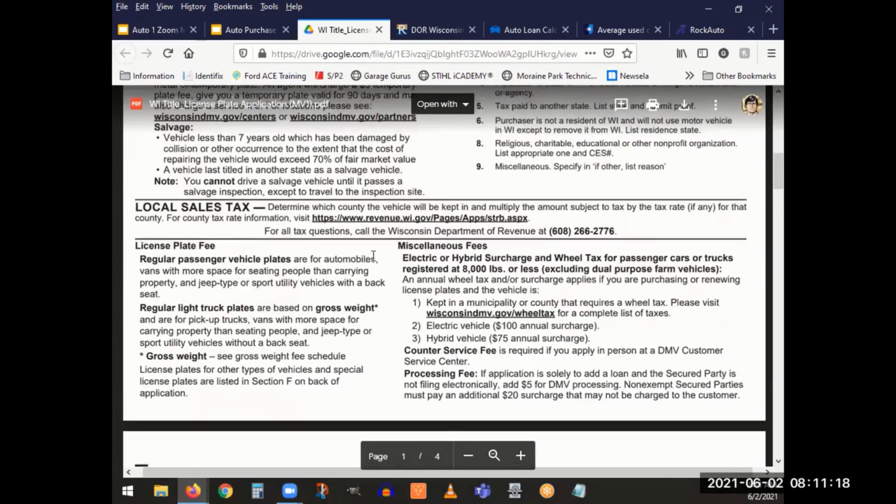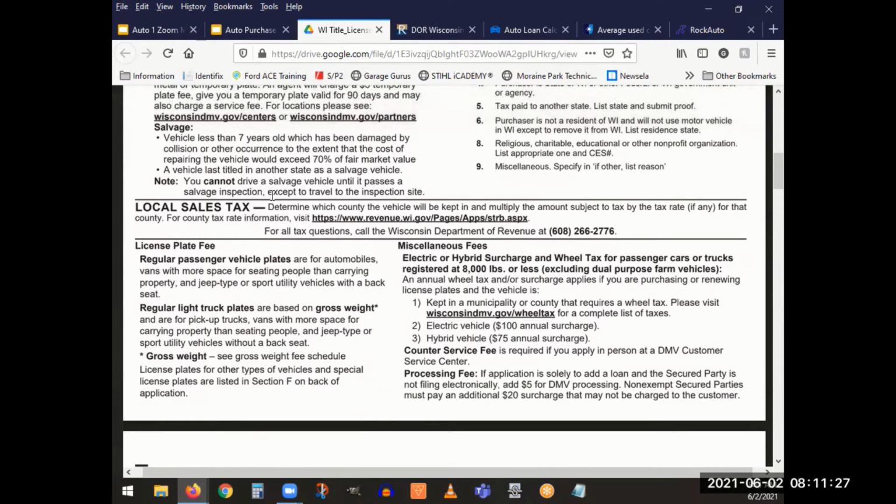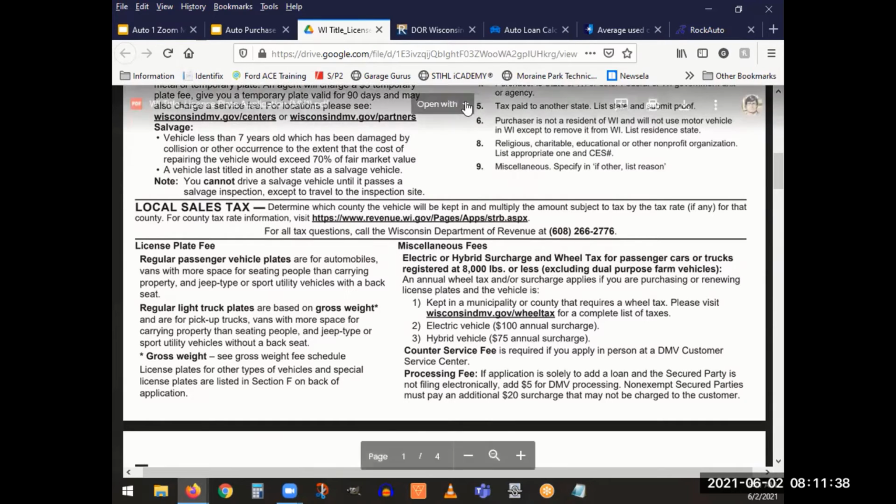Okay, so I'm going to come up here to the first page, and that's where it actually says the instructions. It says local sales tax. Determine which county the vehicle will be kept in and multiply the amount subject to tax by the tax rate, if any, for that county. And then it gives you a website, which is conveniently already pulled up here.